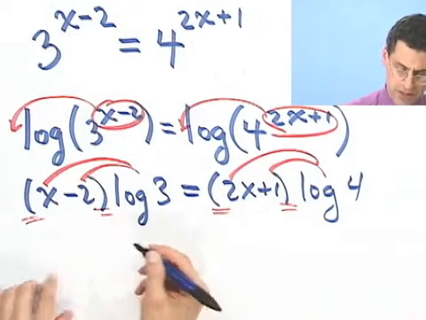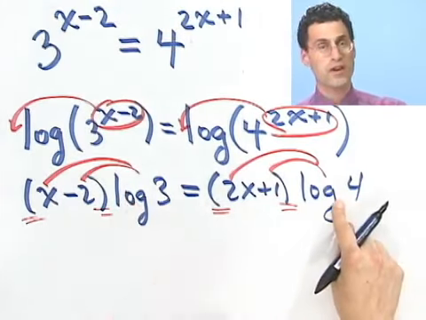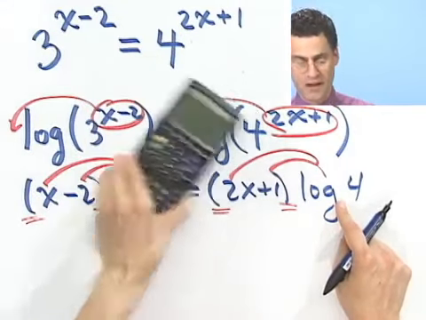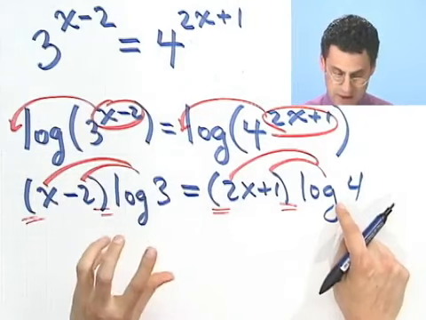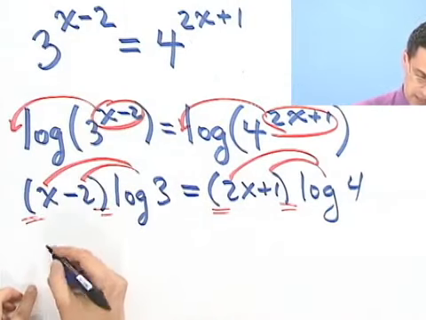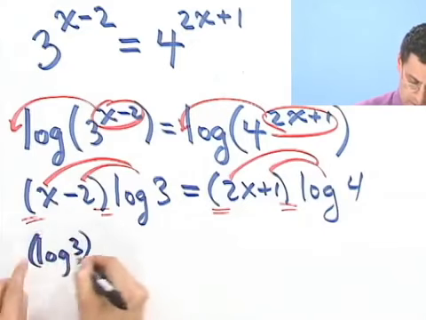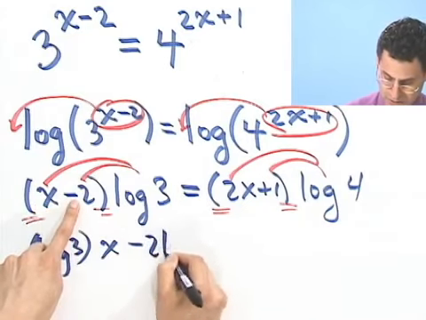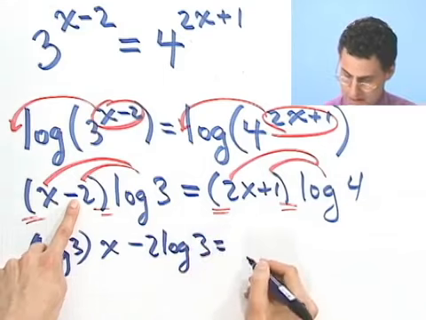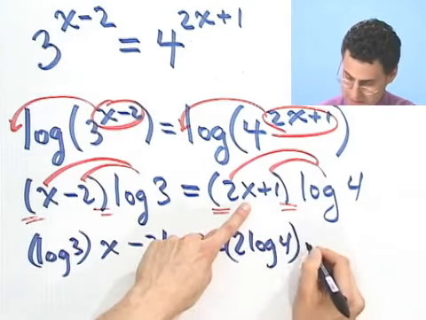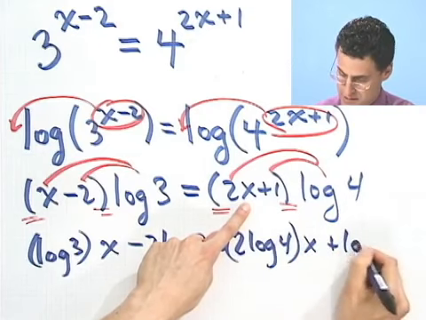If I do distribute, and remember, log 3 and log 4, they're just some numbers. I don't know exactly what they are numerically. I can use a calculator and figure them out, not a problem, but they are numbers. So if I distribute, I see log 3 times x minus 2 log 3 equals 2 log 4 times x plus log 4.